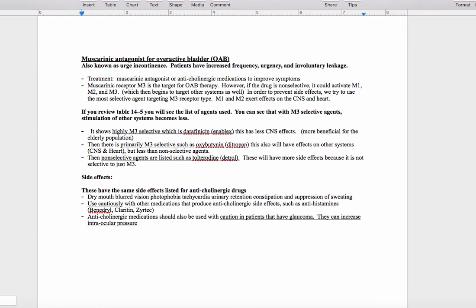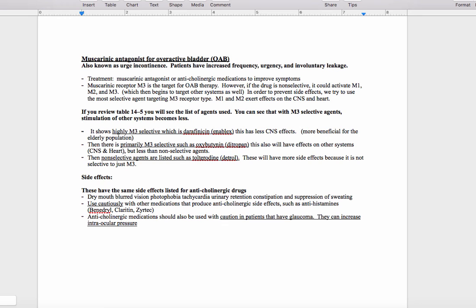Now, in terms of side effects for these medications, a lot of patients can complain of dry mouth, photophobia, blurred vision, and tachycardia. They can also have urinary retention, so you've got to watch and make sure they're not going the opposite way. Constipation's another big one, and then suppression of sweating. So you want to use these cautiously with other medications that produce anticholinergic side effects, which we'll talk about down the road.